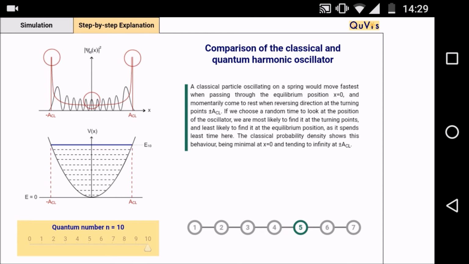If we choose a random time to look at the position of the oscillator, we are most likely to find it at the turning points, and least likely to find it at the equilibrium position, as it spends least time here. The classical probability density shows this behaviour, being minimal at x equals 0 and tending to infinity at the turning points, as you can see here.